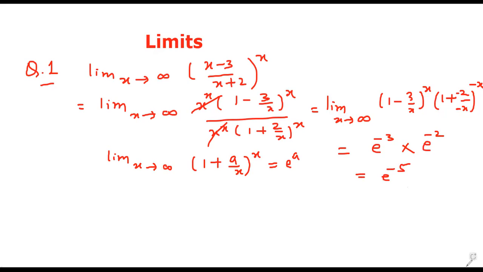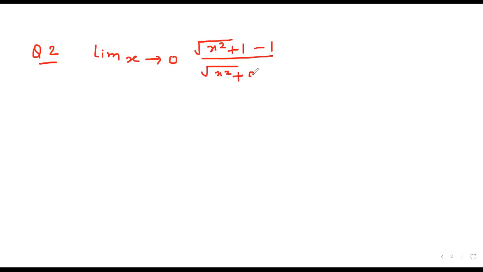Now, consider question number 2. Question number 2 says, limit x tends to 0, root of x square plus 1 minus 1 divided by root of x square plus 9 minus 3. This is a very simple question. Here we can rationalize numerator and denominator separately.